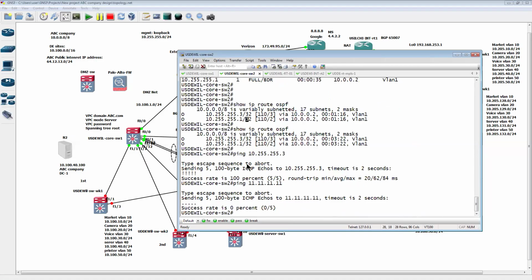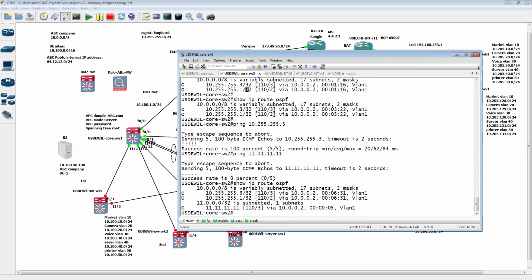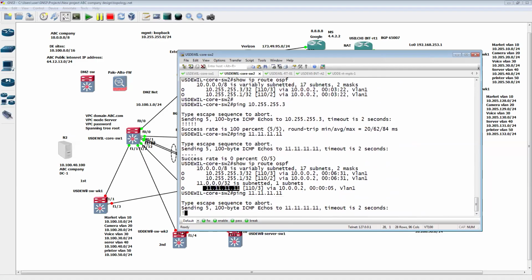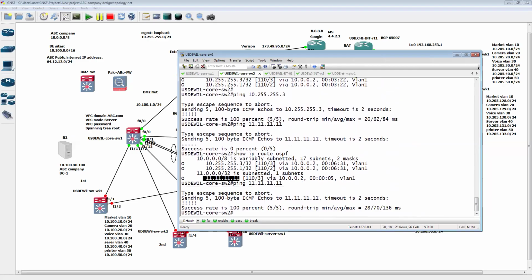Okay, so now if you refresh on core switch 2 in here, when you say show ip route ospf again, you should learn the network. Look at that. Beautiful. You see? Okay, so now on core switch 2, are we able to ping 1.1.1.1? Beautiful. Look at that.